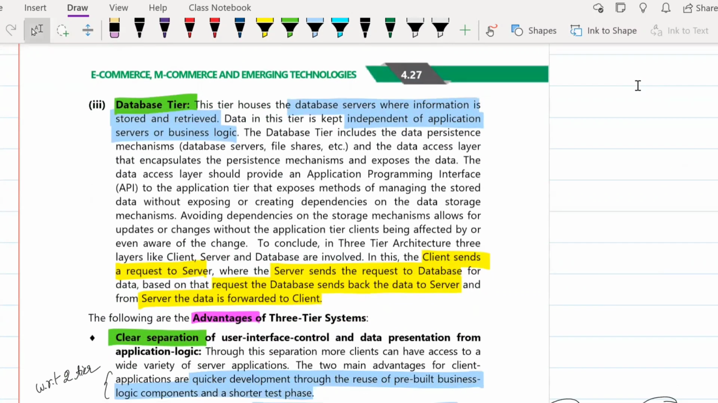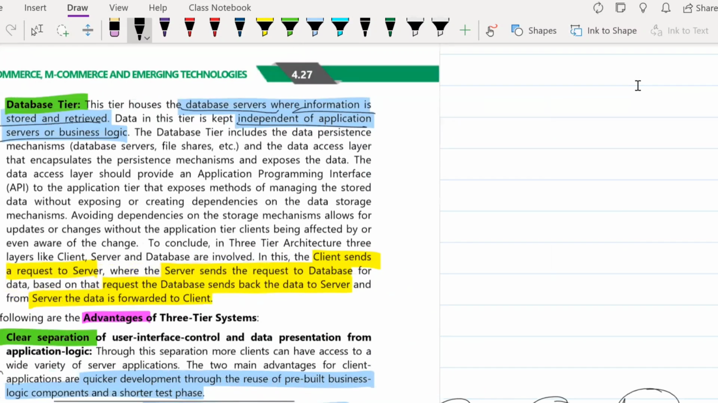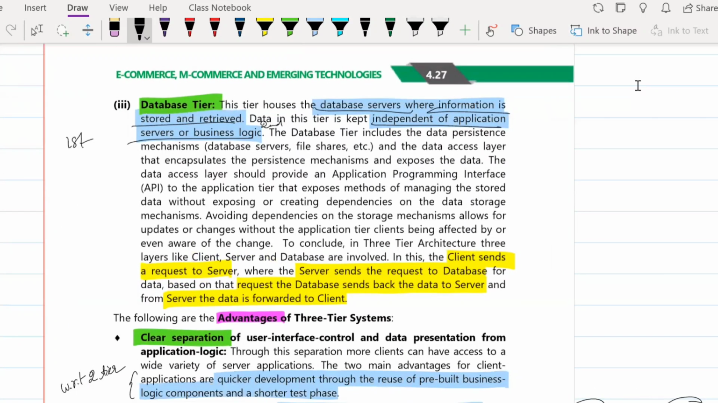Finally is your database tier. Here, as you all know, the database servers are where information is stored and retrieved. So here is where the information about all the products, pricing, customer data, everything is stored. This is independent of application servers or business logic. That means it is independent of the first layer, that is your application servers, and business logic is nothing but your second layer. It is independent of those layers is what it wants to tell you.